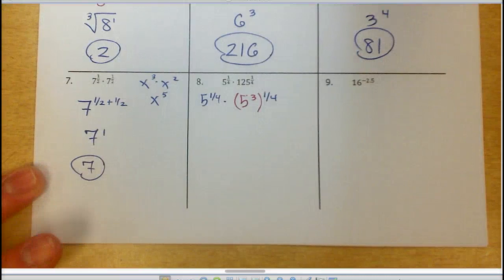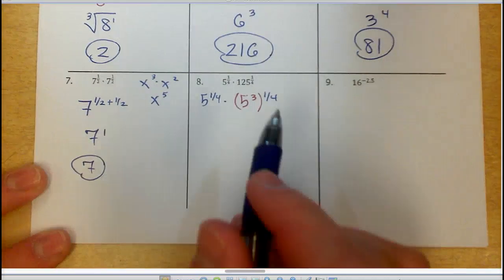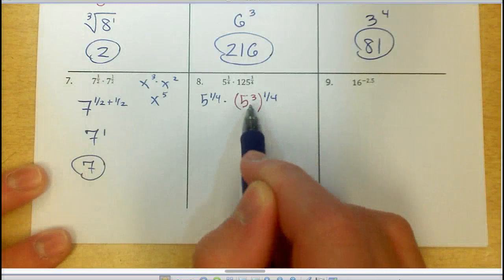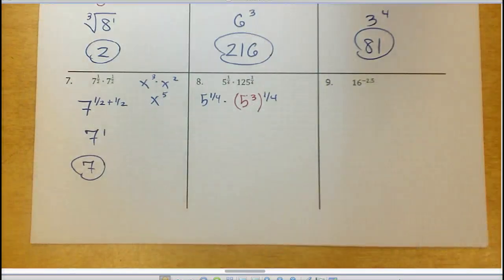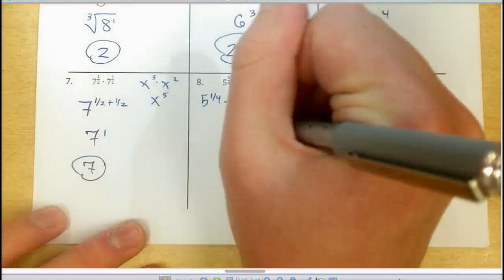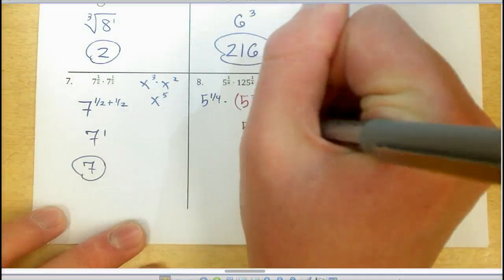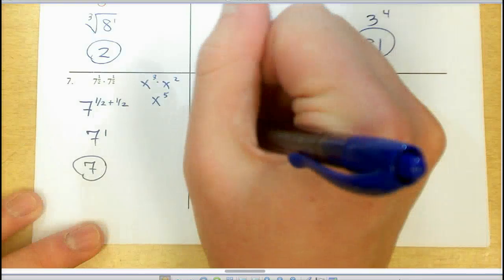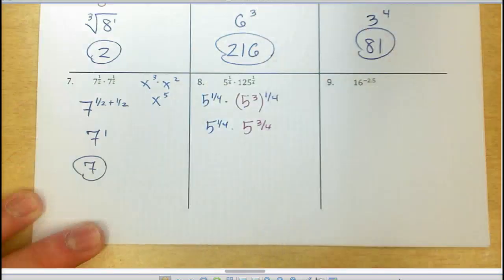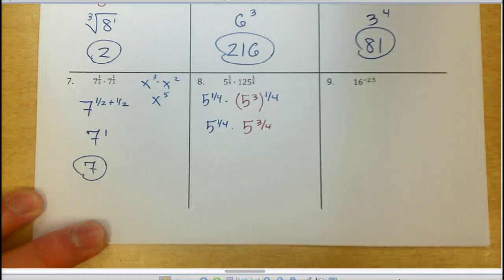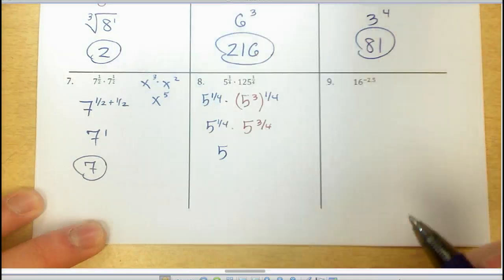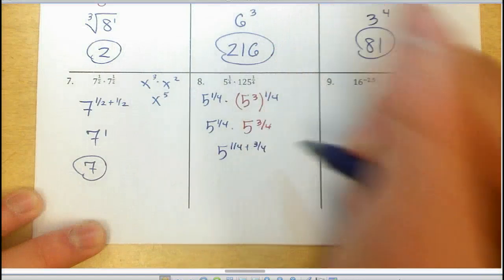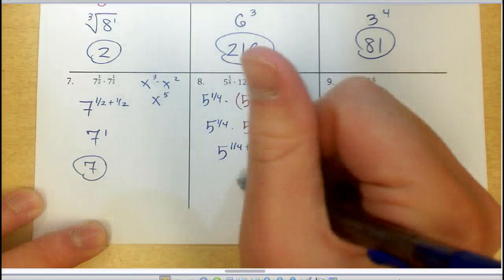Now, using my exponent properties, a power to a power, that's when you multiply your exponents. So 5 cubed to the 1/4 is the same thing as 5 to the 3/4. I just have to multiply my exponents here, 3 and 1/4. And so then I have 5 to the 1/4 times 5 to the 3/4. I keep my base, and I add my exponents now, 1/4 plus 3/4, which gives me 5 to the 1st, or just 5.